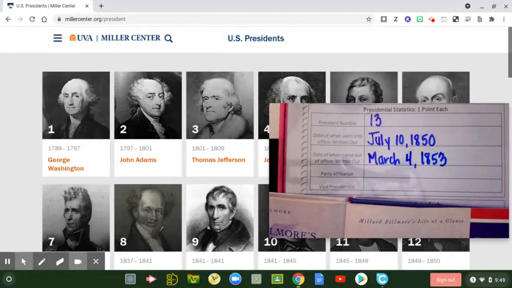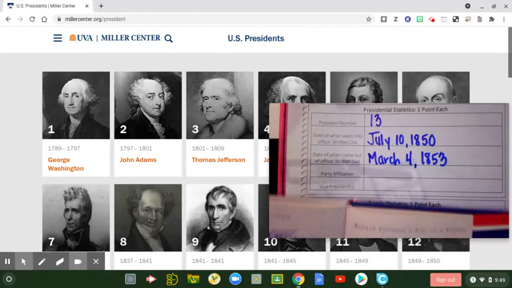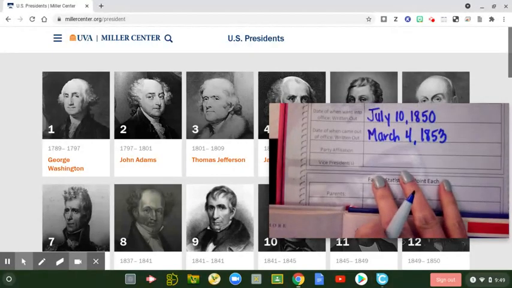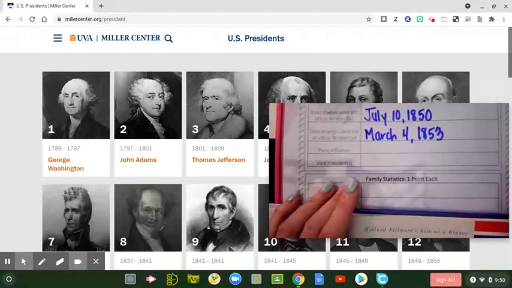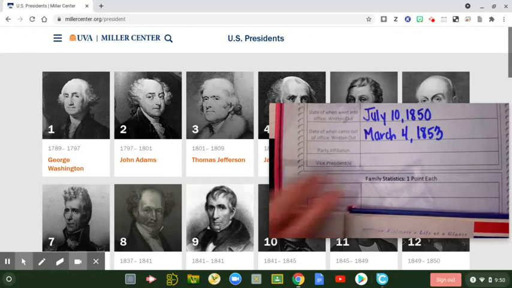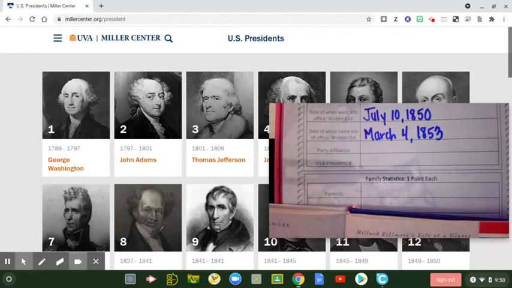1853. This blue book is important. Okay? It has almost everything you need. There might be a couple things we have to look elsewhere for, but it has almost everything. All right, his party affiliation. Okay, that means, was he a Democrat? Was he a Republican? Those kinds of things. And so that one is also in the blue book.